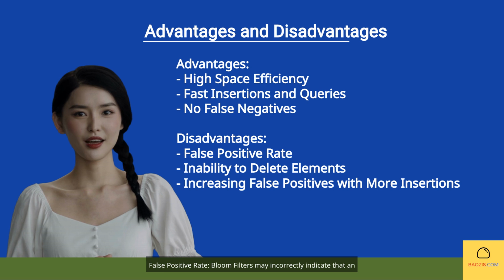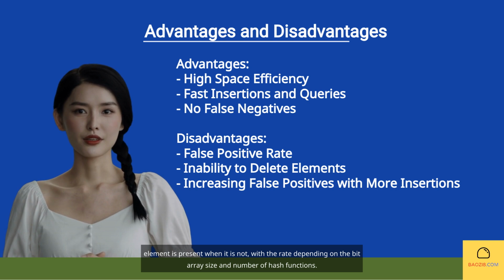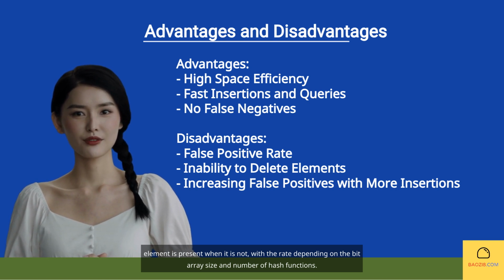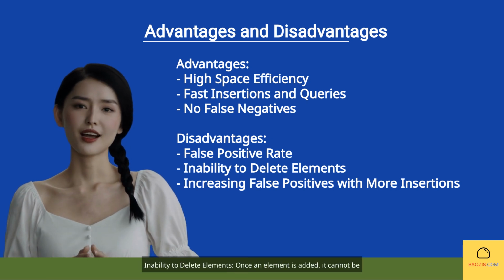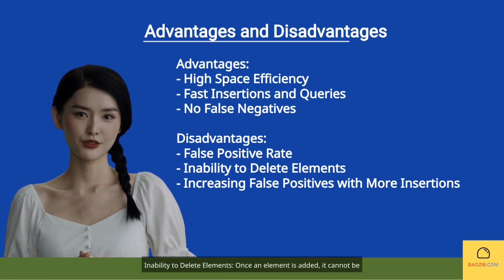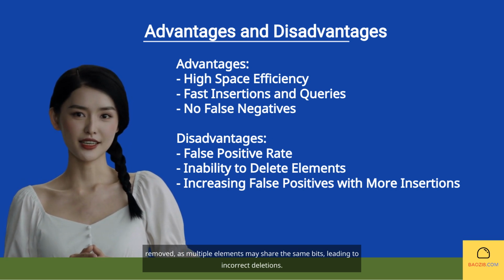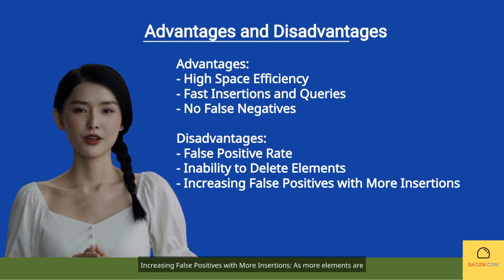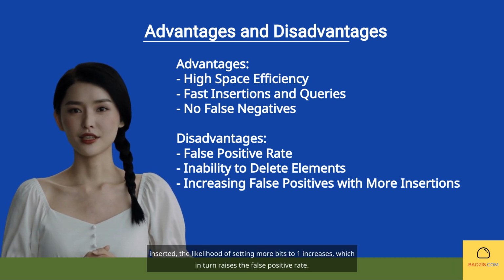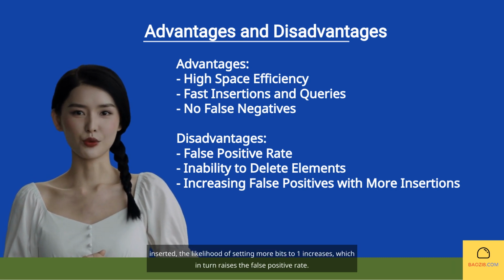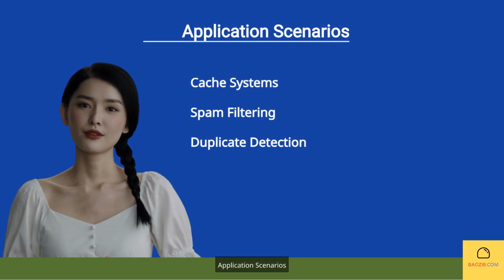Disadvantages are: 1. False positive rate. Bloom filters may incorrectly indicate that an element is present when it is not, with the rate depending on the bit array size and number of hash functions. 2. Inability to delete elements. Once an element is added, it cannot be removed, as multiple elements may share the same bits, leading to incorrect deletions. 3. Increasing false positives with more insertions. As more elements are inserted, the likelihood of setting more bits to 1 increases, which in turn raises the false positive rate.